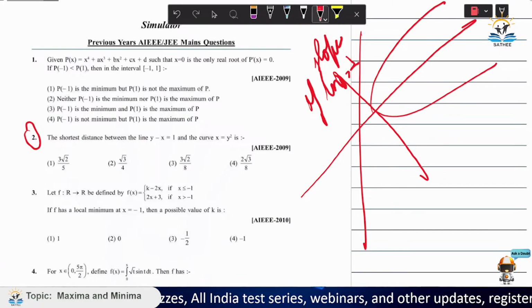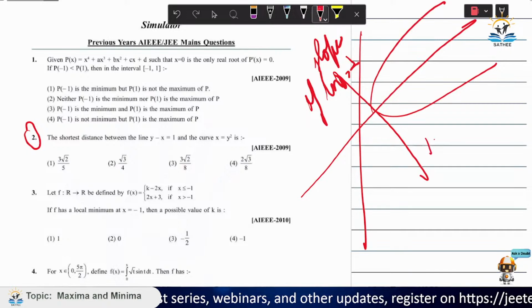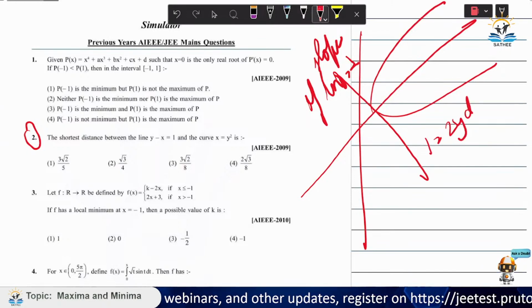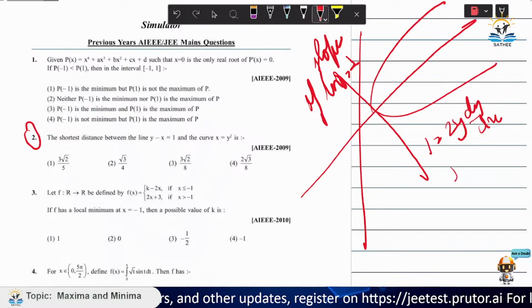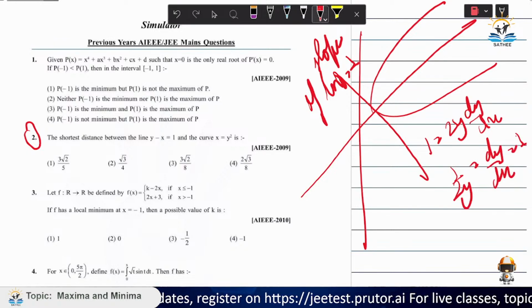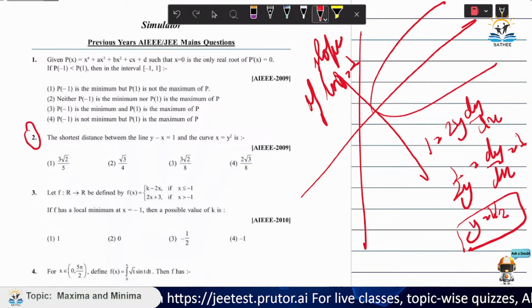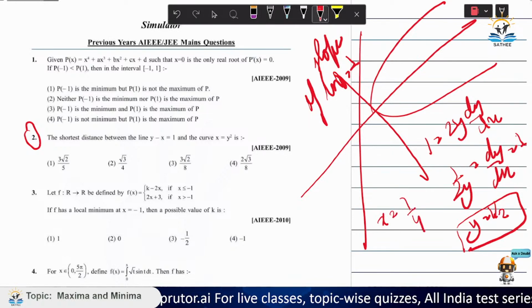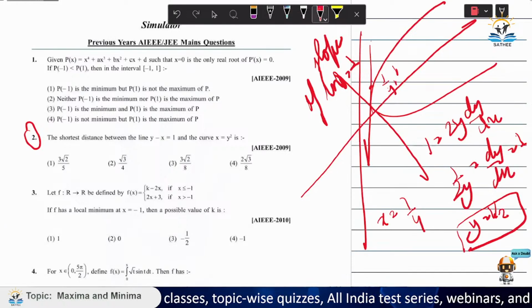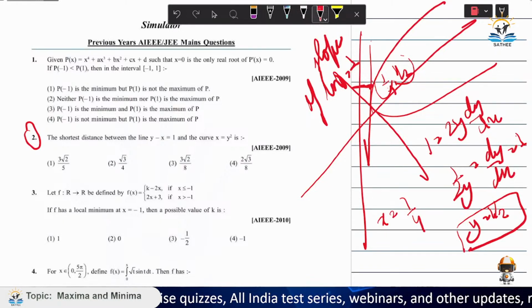So what does dy by dx look like? Let me see. So it is 1 by 2y. So 1 by 2y equals dy by dx, and that should be equal to 1. So y comes out to be 1 by 2. And x equals y square, so x equals 1 by 4. So the point here is 1 by 4 comma 1 by 2. And I have to calculate the distance between these 2 points, right?